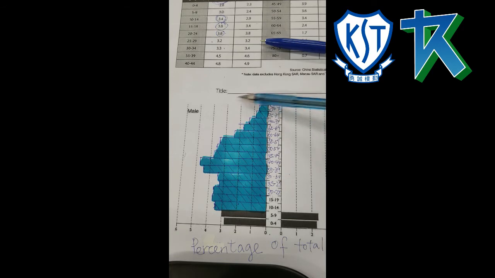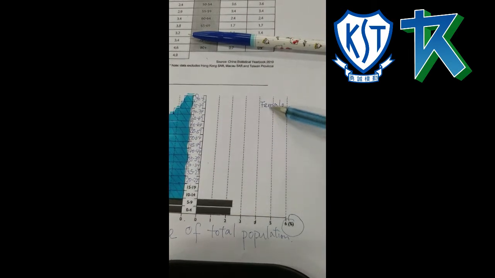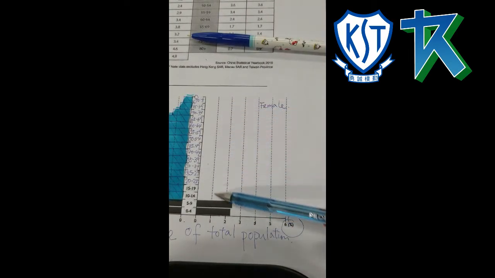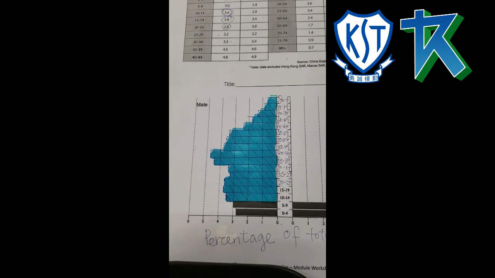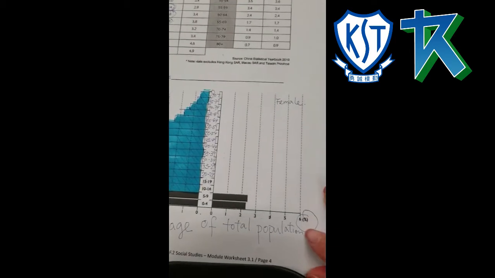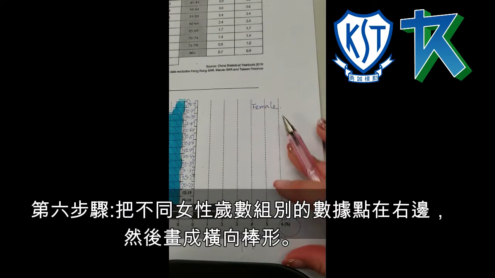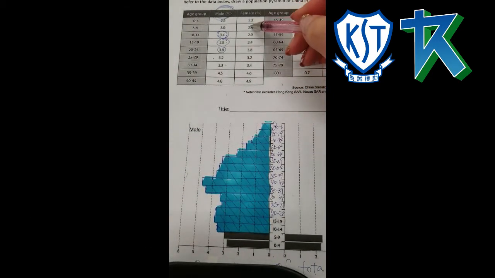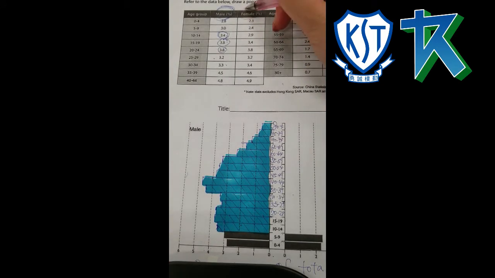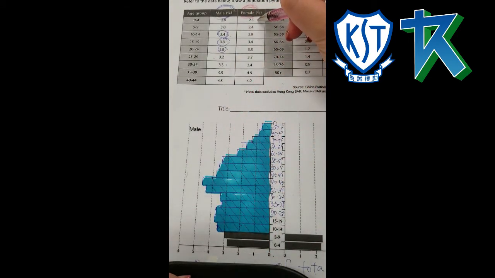If you finish the male part, later we will repeat the same way for the female part. Last time we finished the male part, and now let's repeat the same way for the female part. The first thing is that you have to look at the table again, and this time you are going to draw the population of the female by using a red ball pen. So that's why you have to see the number here, in this column.